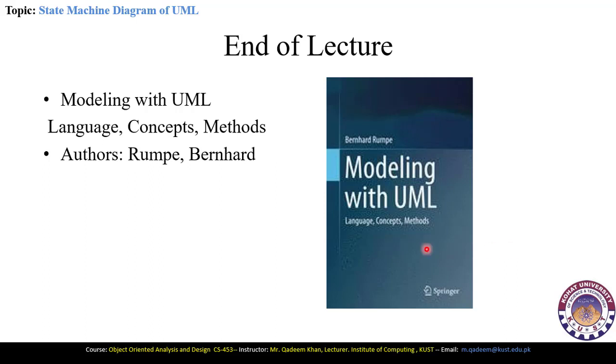And this is the reference book for you. If you want to study UML modeling, you should read this Springer book. It is a standard book of UML, Modeling with the UML Language, Concepts and Methods, written by Rumpe and Bernhard. So you should read this book, and it is very easy and a standard book of the Springer series.